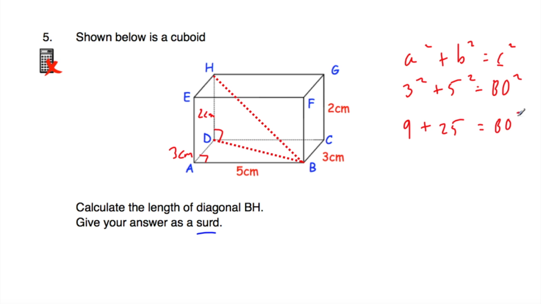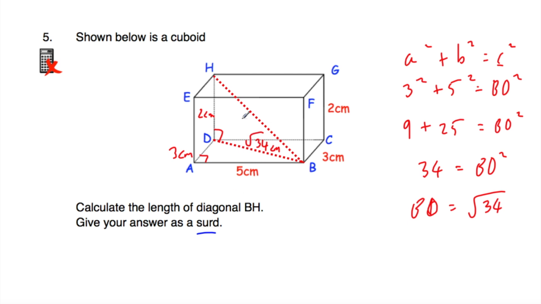So BD squared, the length of that diagonal squared. Okay, 9 plus 25 is 34, and that's equal to BD squared. And then we want to find the length of BD, so let's just square root that now. So BD is equal to the square root of 34. So that means that BD is root 34 centimeters. It's a non-calculator question, so I've just left it as root 34.